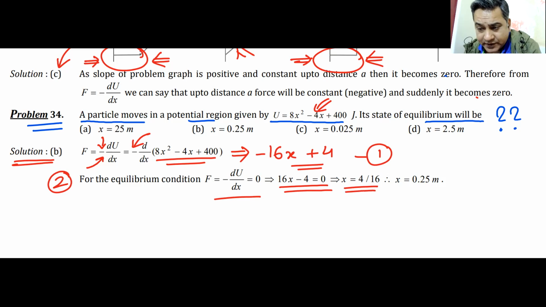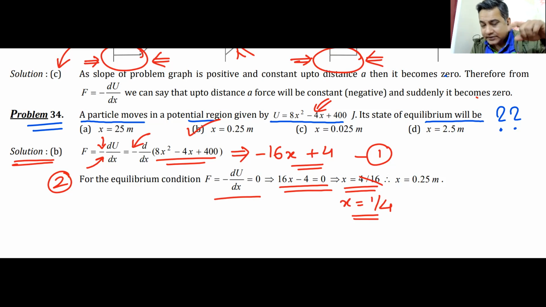X becomes 1 by 4. Yes, for me, 1 by 4 is good enough. I will not go any further. X is 1 by 4. Now you can match which option it matches. I think it matches with option number B, and hence option number B is the correct option. Everyone got this?